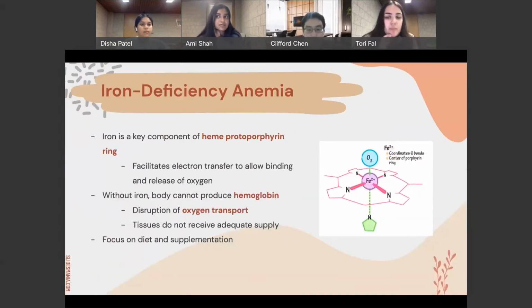Iron deficiency anemia means that we have low hemoglobin due to lack of iron. Digging deeper into the biochemical pathophysiology, it's important to understand the role of iron in oxygen transport. Pictured on the right is heme, a component of hemoglobin. As you can see, the iron is located centrally in the protoporphyrin ring structure. This iron facilitates electron transfer to reversibly bind and release oxygen so we can pick it up in the lungs and drop it off throughout the body. If we don't have sufficient iron, this process can't occur because we can't fully produce hemoglobin. As a result, tissues will not receive adequate oxygen supply, and the patient will begin to experience symptoms related to iron deficiency anemia.